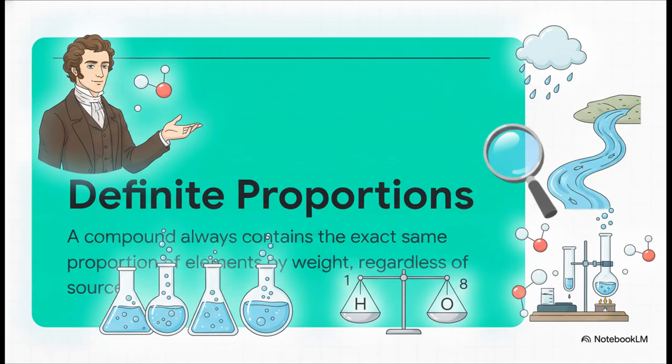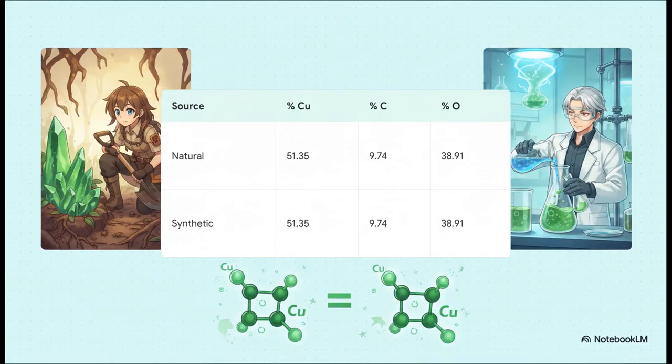And it genuinely doesn't matter if you scoop that water from a rainstorm, a river, or synthesize it yourself in a lab. Let's build your intuition on this by looking at Proust's actual experiment where he compared natural and synthetic cupric carbonate. The data here is wild. Proust took a natural sample, literally dug out of the earth, alongside a synthetic sample he whipped up in the lab. The natural sample had 51.35% copper, 9.74% carbon, and 38.91% oxygen. And the synthetic sample? It had those exact identical percentages.